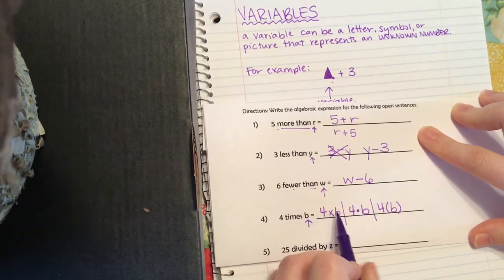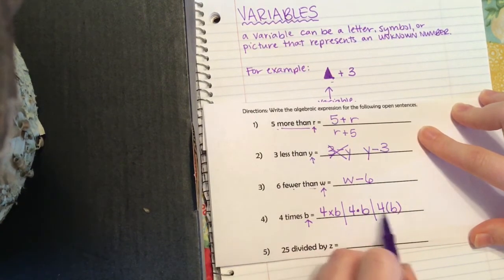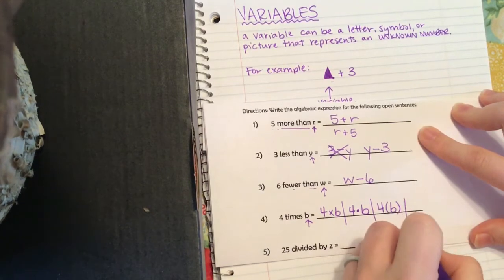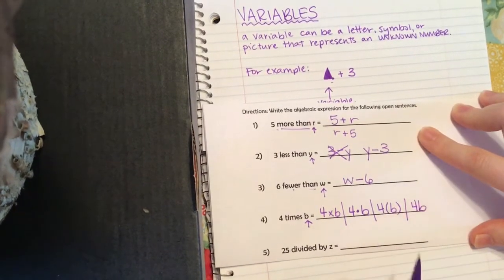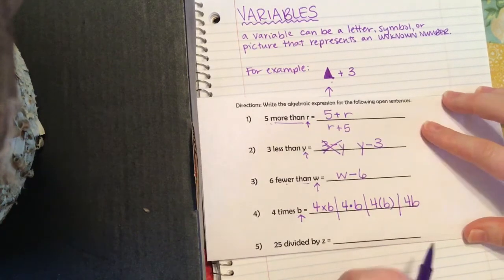But when you're using variables, you most likely won't see the X to represent multiplication because it can be confusing. So you'll see it as this, or simply 4B, because implied between those two is multiplication.